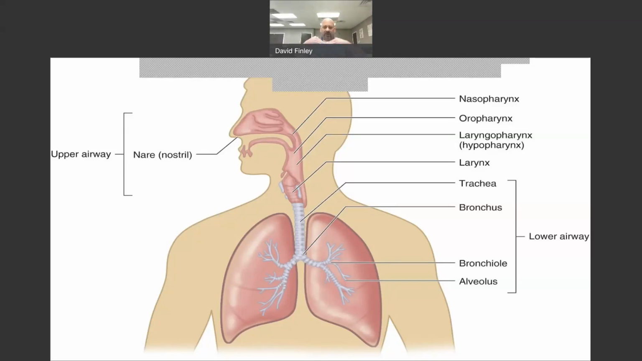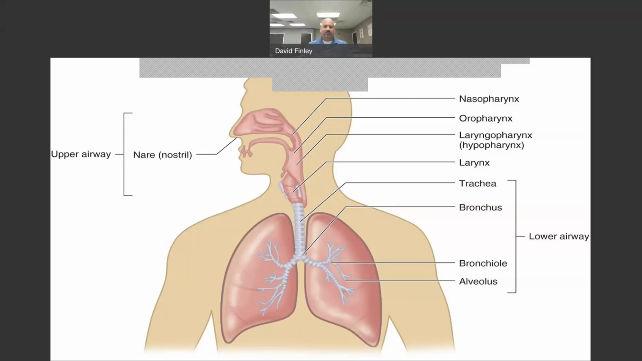Your diaphragm contracts, it flattens, it lowers down, intercostal muscles contract, and we cause negative pressure in the chest. Air is in greater pressure outside and it flows in. That is an active process, meaning it takes energy to do it.